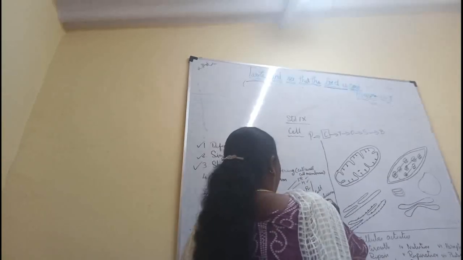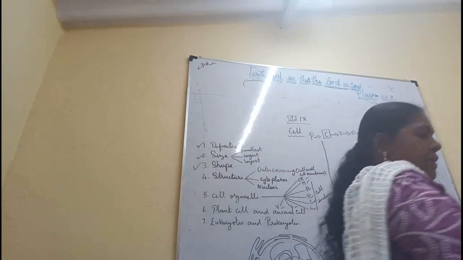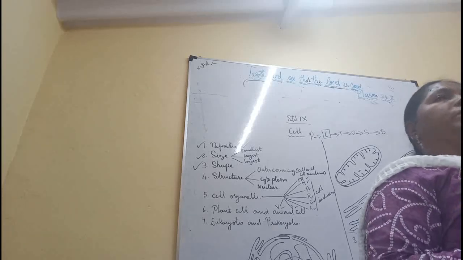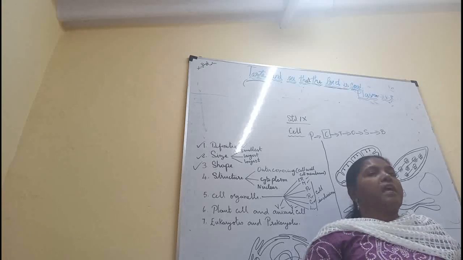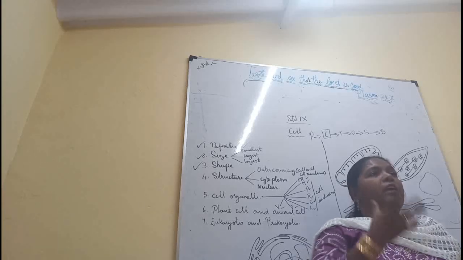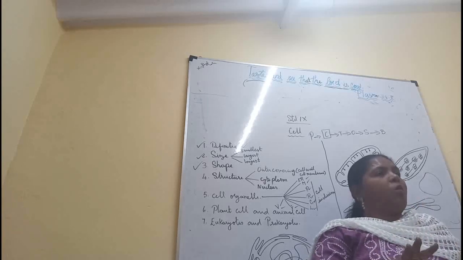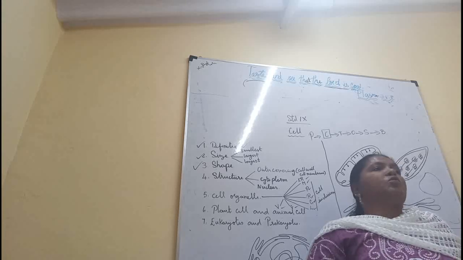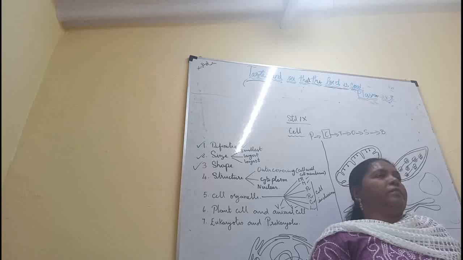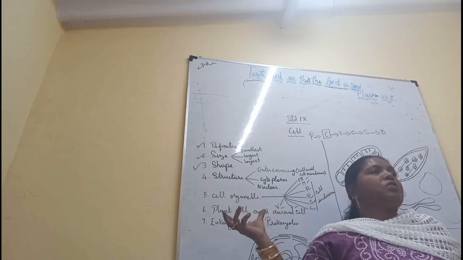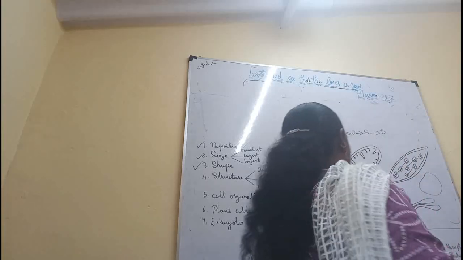So we have seen all these cell organelles. Now what about cell inclusions? The difference between cell organelle and cell inclusions: cell organelles are living, they can carry out functions, whereas cell inclusions cannot do any function. They are stored in the cytoplasm. Oil droplet is a cell inclusion only. A starch grain is a cell inclusion only.